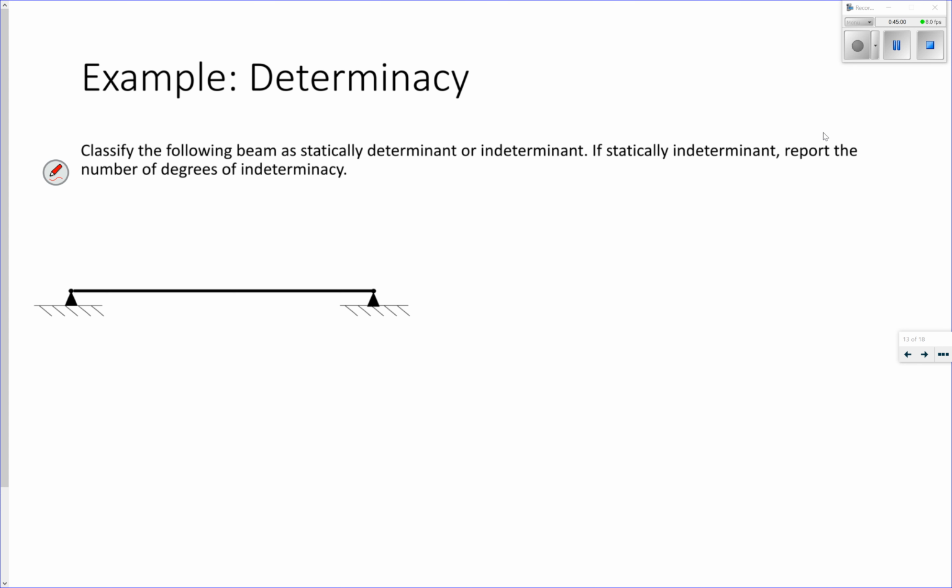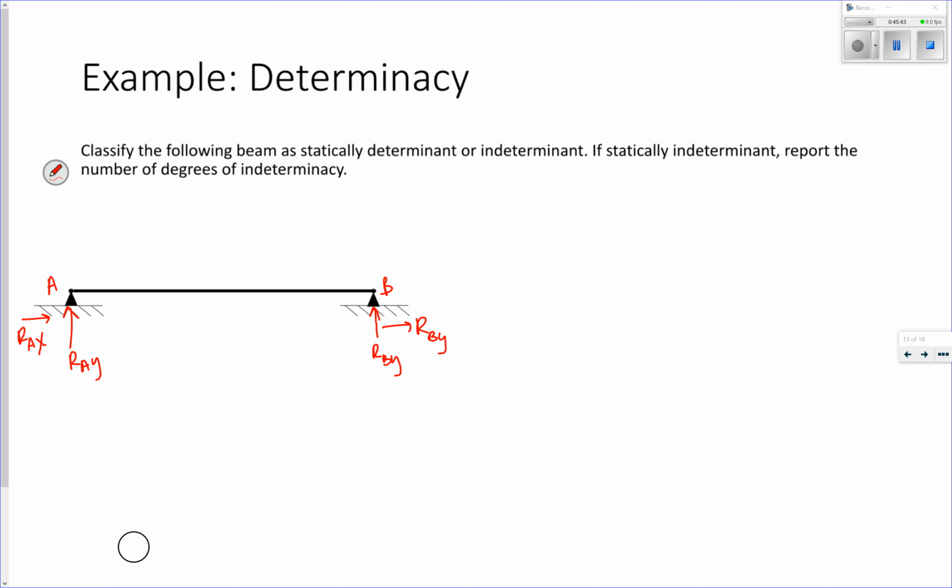So if we talk about an example, let's look at this beam and figure out if it's statically determinate or indeterminate. If it's indeterminate, how many degrees of indeterminacy? So let's see, I have 2 pins. If this is A and this is B, I have a vertical reaction force and a horizontal reaction force at A. I have a vertical reaction force at B and a horizontal reaction force at B because these are both pins.